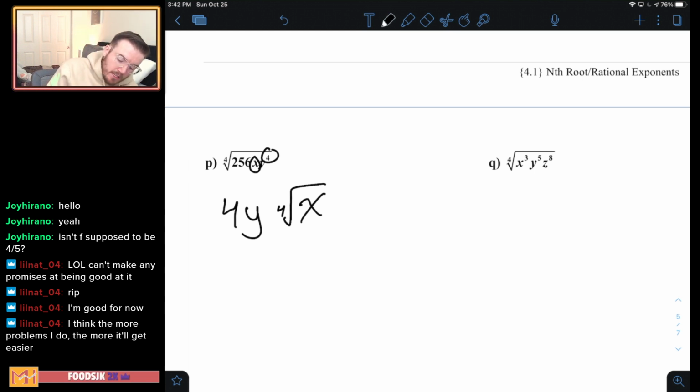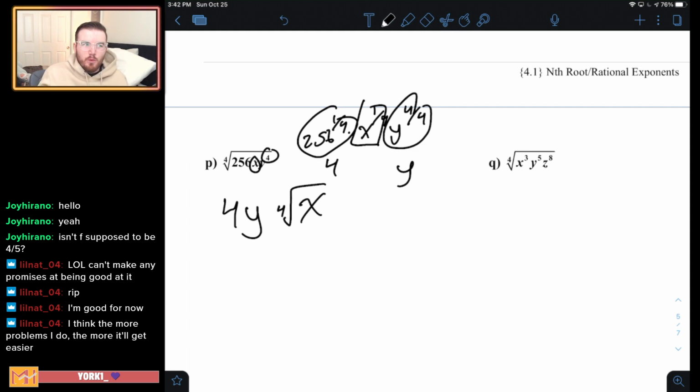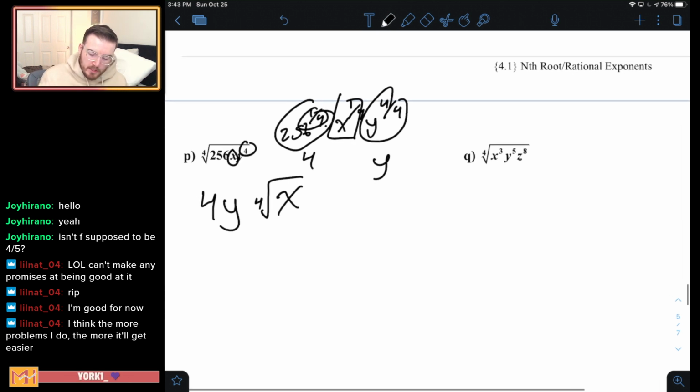If you want to imagine it, you can look at it like this. So this comes out clean to 4. This comes out clean to a single y. But this doesn't come out clean. I'm still left with this fraction, 1/4. Now you might be saying, well, we had 1/4 there. Well, yeah, but that's because I know the 4th root of 256 is 4. But I can't find x on the table. So I hope you see the difference there.